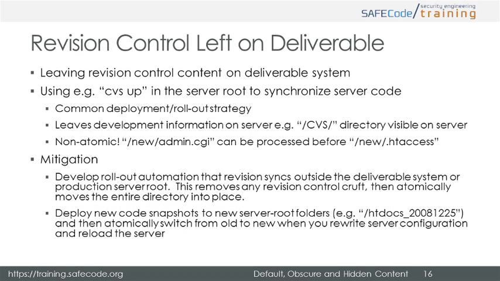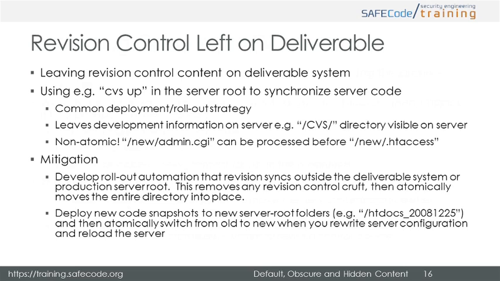Now that we know what DOE is and what risks it brings, let's turn our attention to ways we create DOE and recommended mitigations. We'll use some examples to illustrate. Revision control is an essential component of system development. Unfortunately, artifacts of revision control can easily be left on a system delivered to a customer.